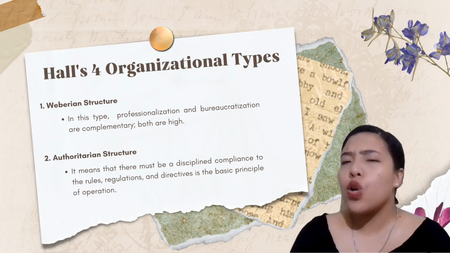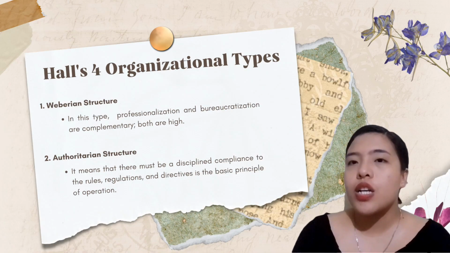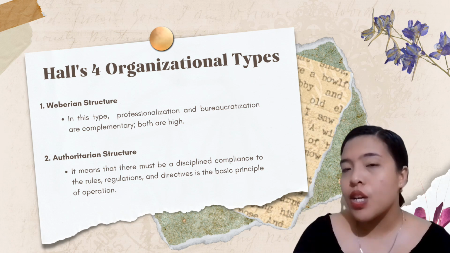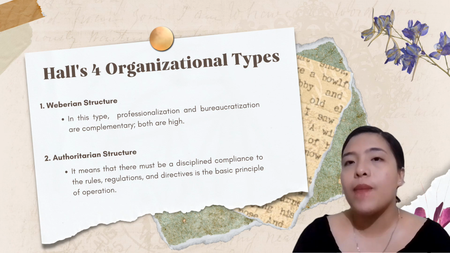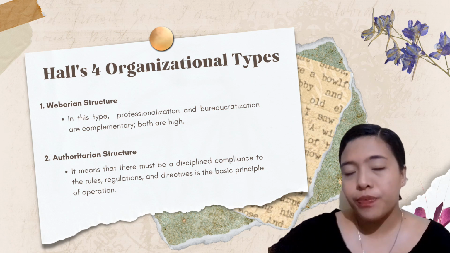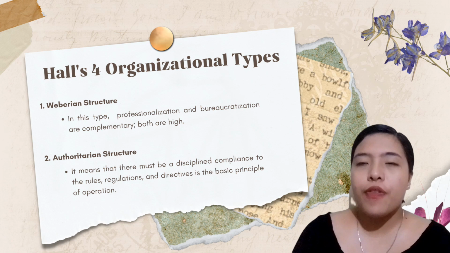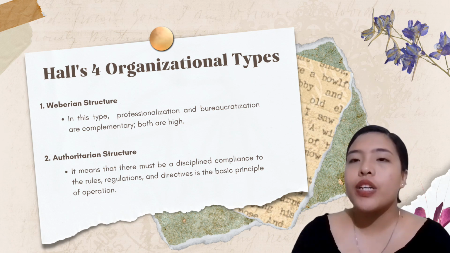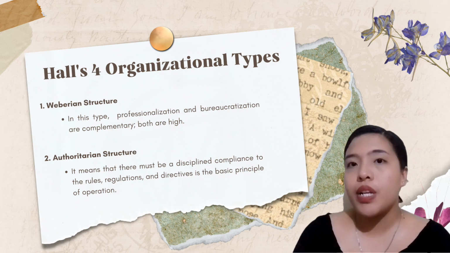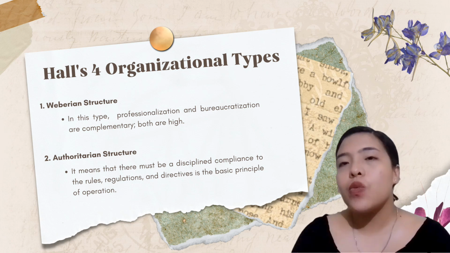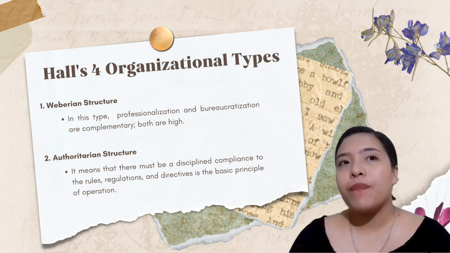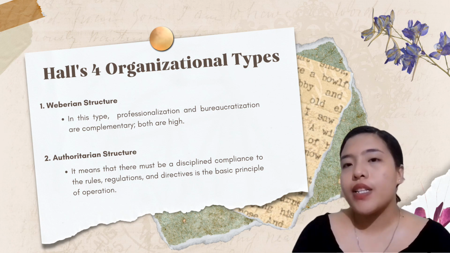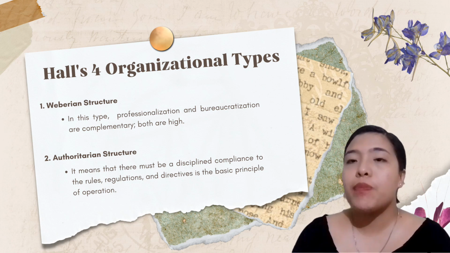And do you know also that Hall's organizational inventory has 4 types? Let us first focus on the first one. First is the Weberian structure. In this type, professionalization and bureaucratization are complementary, meaning both are high. The second one is authoritarian structure. This means that disciplined compliance to the rules, regulations, and directives is the basic principle of the operation.